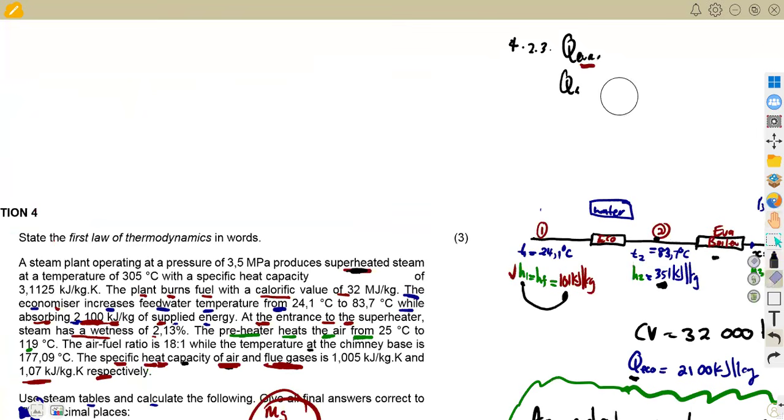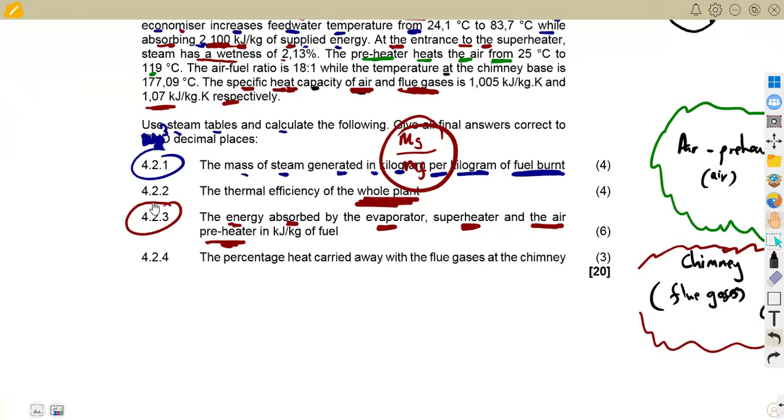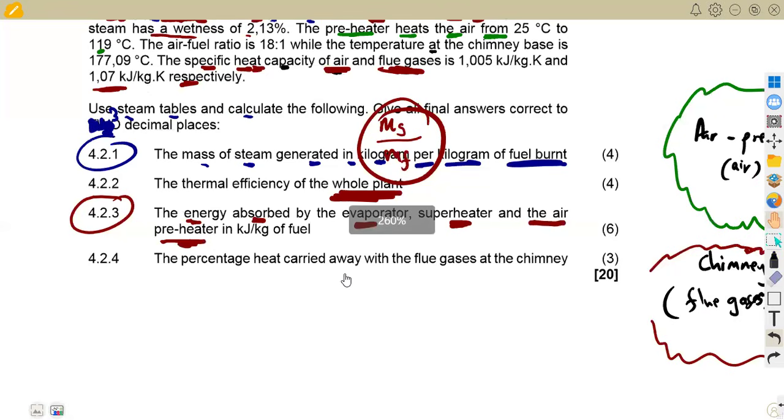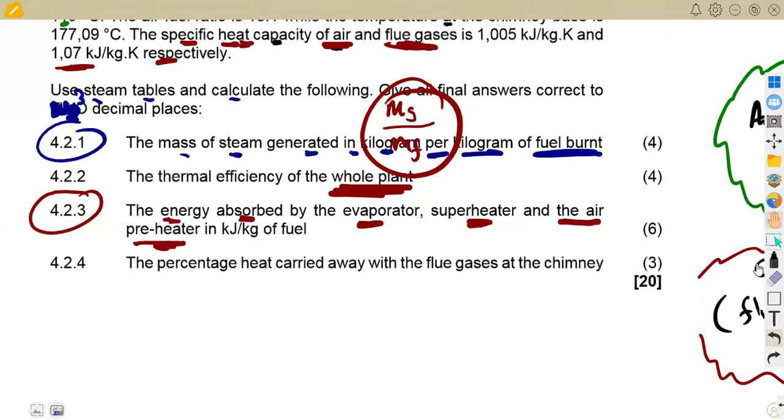Okay, let's check 4.32. Then another question, it is 4.24. This is 4.23, then 4.24. All right, on 4.24, we are supposed to determine the percentage heat carried away with the flue gases, the percentage heat carried away.